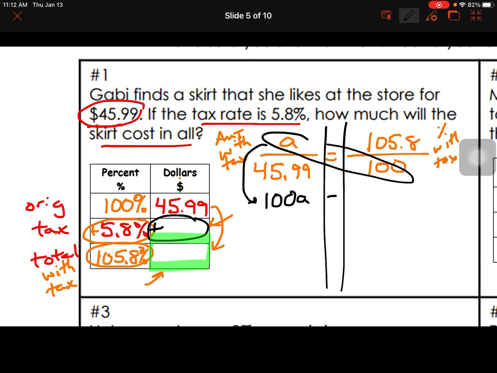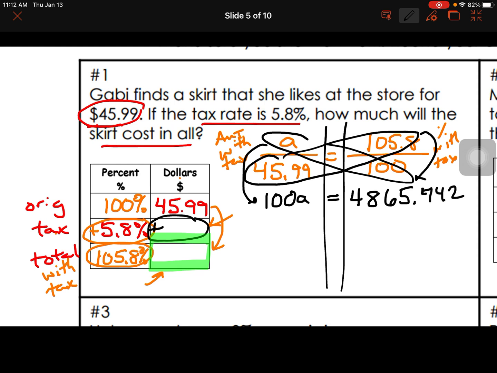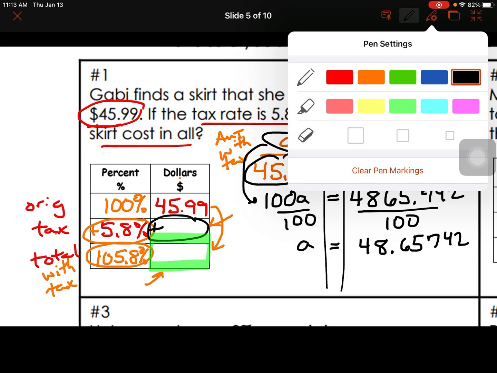You're going to get your calculator out. You have 100A. You're going to multiply the 45.99 times the 105.8. You're going to get on your calculator a nice number of 4,865.742. So once again, it's not always going to be very pretty. We're going to divide by 100. And when we divide by 100, we get 48.65742. You obviously don't need to write all of that out when you're doing it.